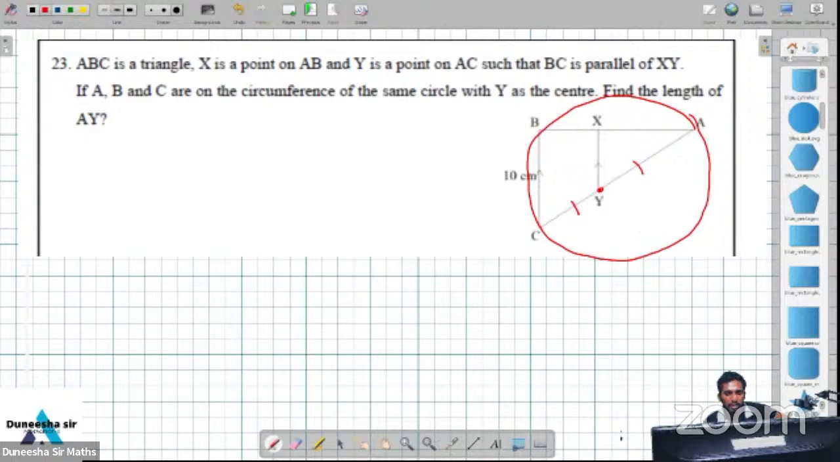Inori, XY how much? 5 centimeters. Yes, 5 centimeters. Can you find out the AY now? How do we find it?